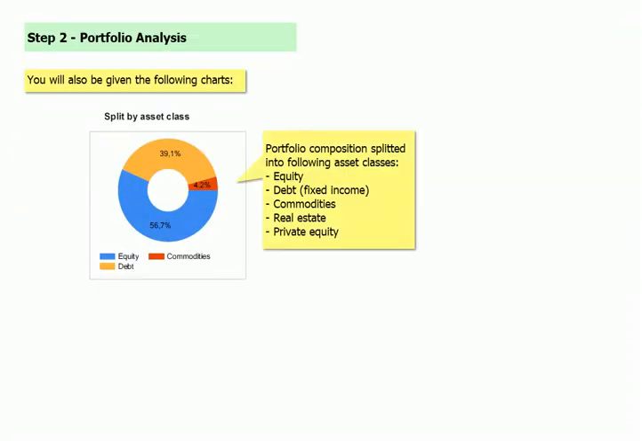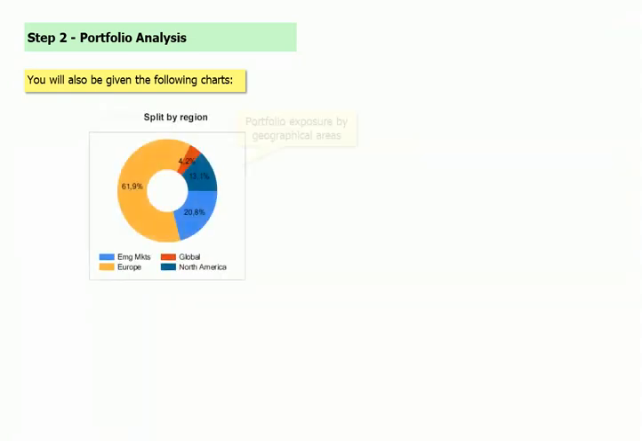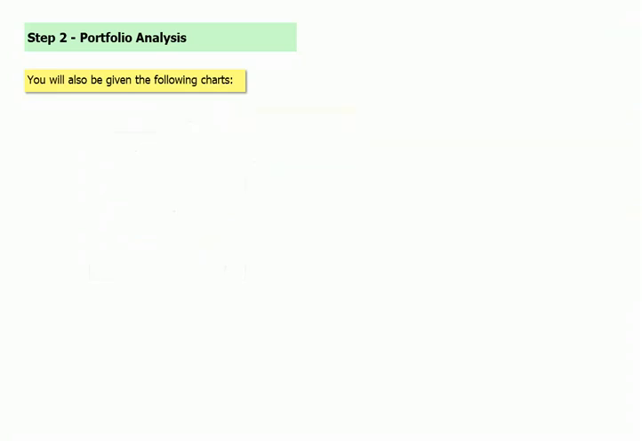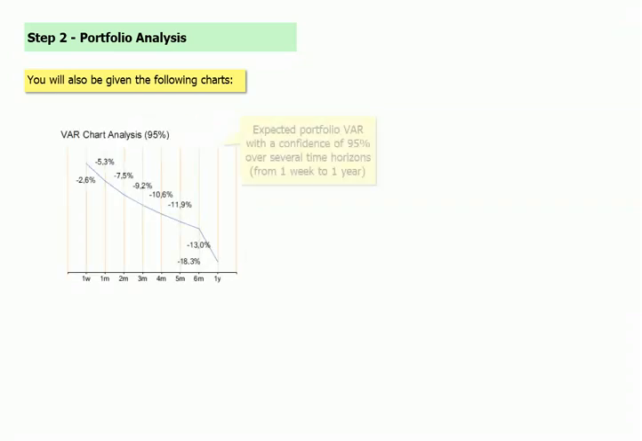Portfolio composition split into following asset classes: equity, fixed income, commodities, real estate and private equity. Portfolio exposure by geographical areas. Portfolio currency exposure. Expected portfolio VaR with a confidence of 95% over several time horizons from 1 week to 1 year.